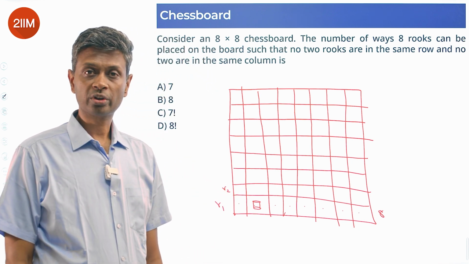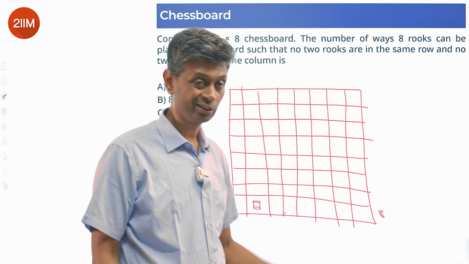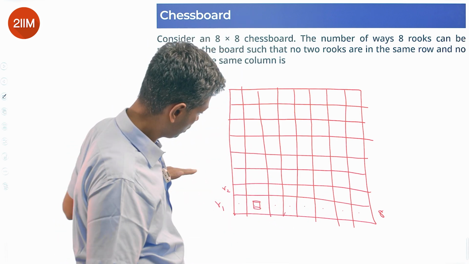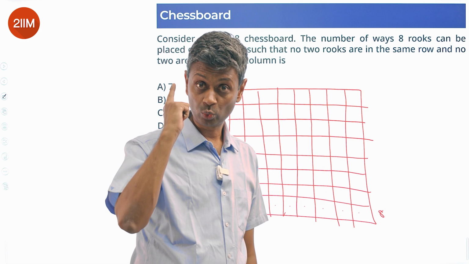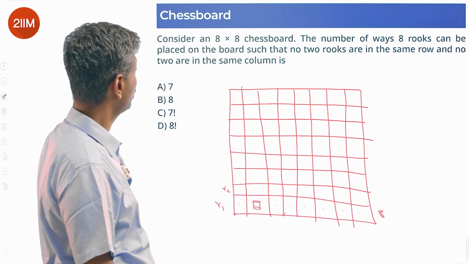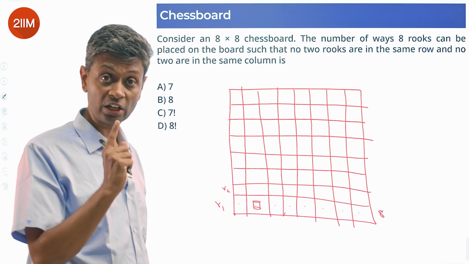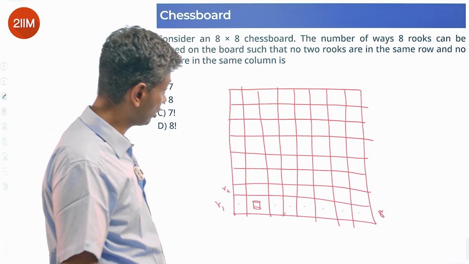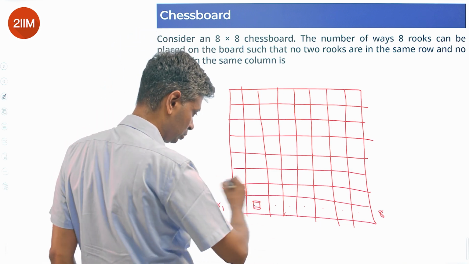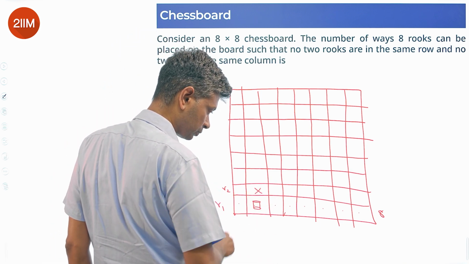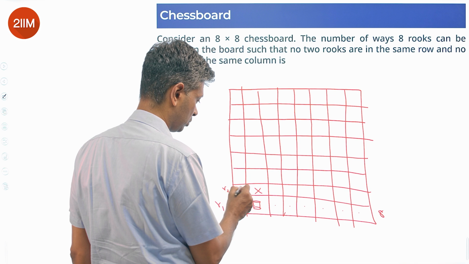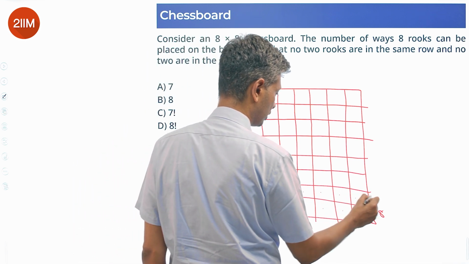No 2 rooks can be placed in the same row. So for this row, there's only one rook. For this row, I have to place one rook. The question says 8 cross 8 chessboard. The number of ways 8 rooks can be placed on the board such that no 2 rooks are in the same row and no 2 rooks are in the same column. Look at R2. This is out. I cannot place a rook here. But 1, 2, 3, 4, 5, 6, 7 options are available.